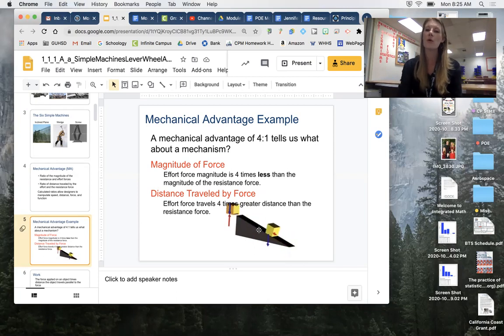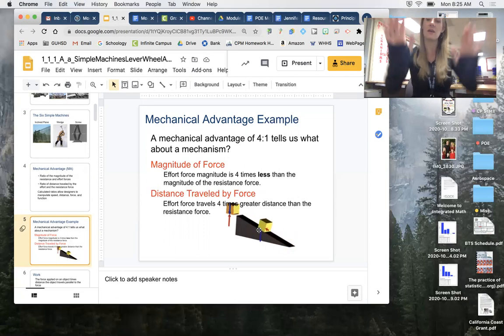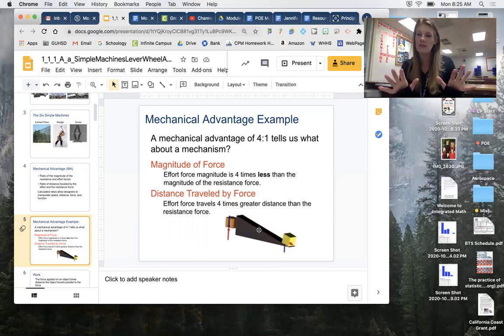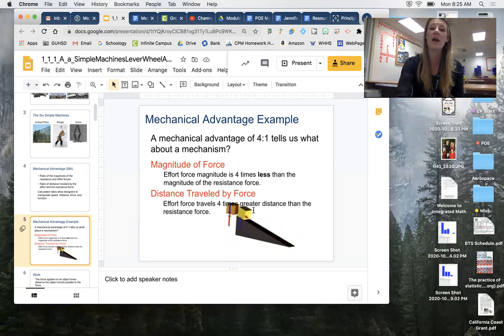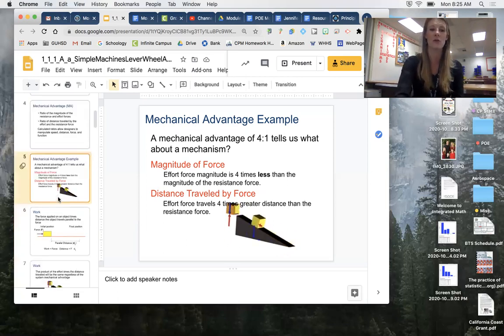Think about maybe a refrigerator. This box is a refrigerator. If I had to lift a refrigerator straight up, I actually couldn't do that, right? But if I push it up an inclined plane to get it to snap into whatever place it's going to be, that's probably manageable for me. So it creates 4 times the distance, but it's 4 times less force. That's the idea of mechanical advantage.